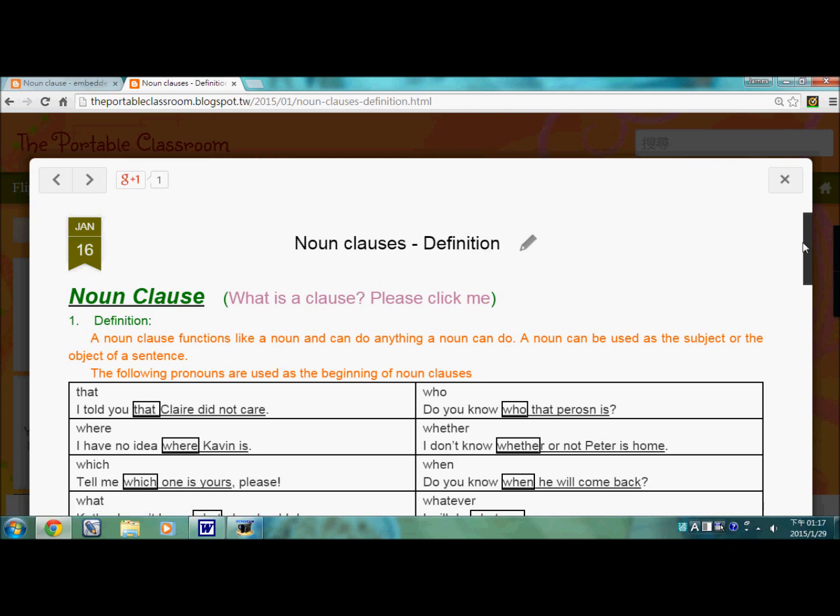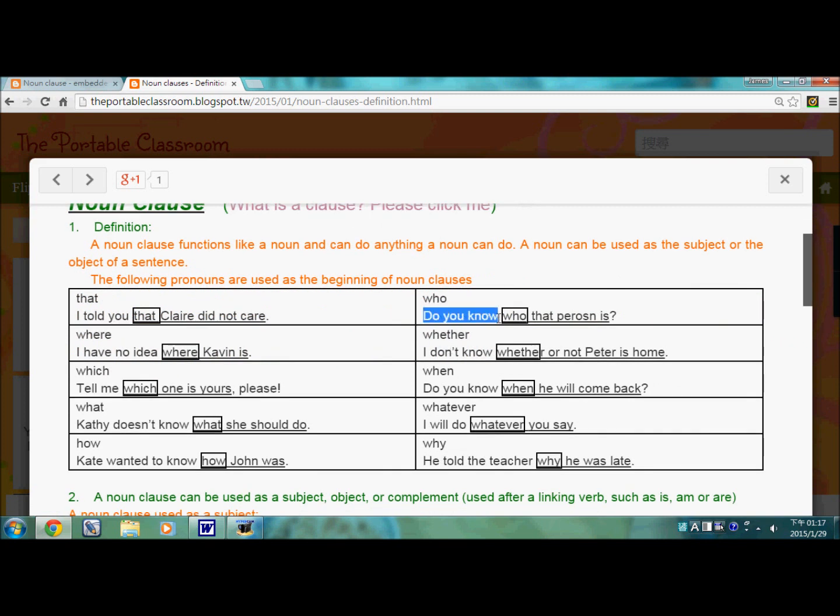Now look at the following examples. Do you know who the person is? Now, who the person is, it's an embedded question and it's also a noun clause. You can see that this is the verb know and who the person is is the noun clause. It is, in this sentence, the object of the verb know. I don't know whether or not Peter is home. Whether or not Peter is home is an embedded question and also a noun clause. It is the object of the verb know.